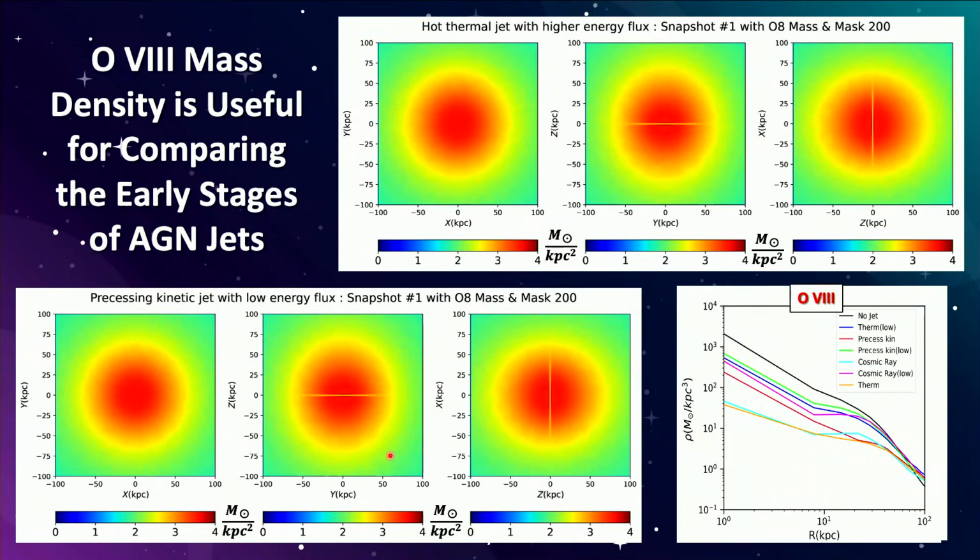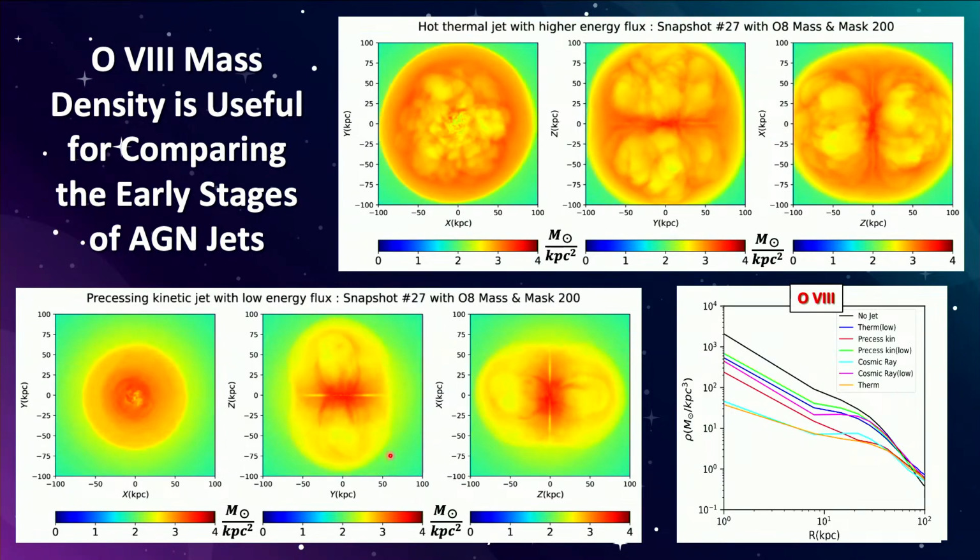Now this is where things get really fun. This is a plot of what oxygen-8 is doing, specifically a mass density distribution different from the last one that was showing temperature. Here we're looking at how the mass density of oxygen-8 is behaving between a hot thermal high energy jet at the top compared to a precessing kinetic jet with low energy at the bottom. So two very different types of jets.